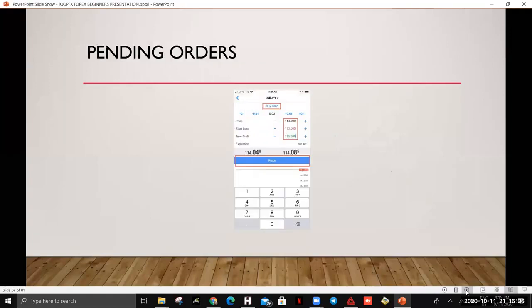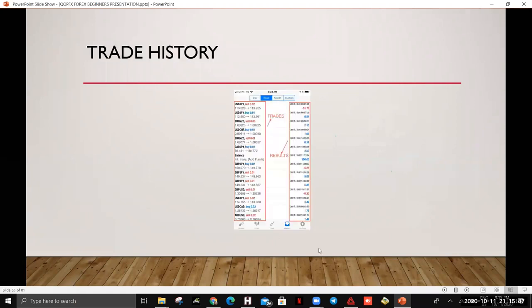Now look at the buy limit. This is a buy limit interface. You put your limit order price. Remember what I told you about buy limit? Price is below the current market price. If you can see, let me see if I can. Oh, sorry.